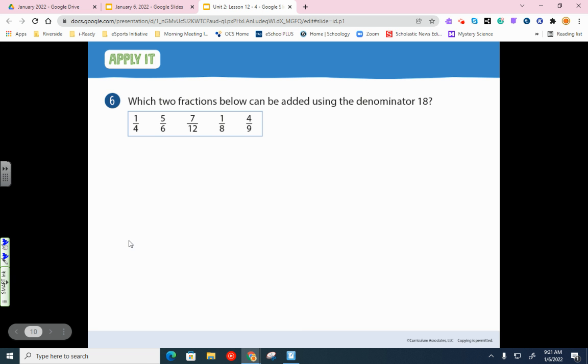And this last one's really easy. It's really quick. Which two fractions below can be added using the denominator of 18? Well, think of what numbers are factors of that. So 9 can go into it, 8 cannot divide in, 12 cannot, 4 cannot, but 6 sure can. So 5/6 and 4/9.